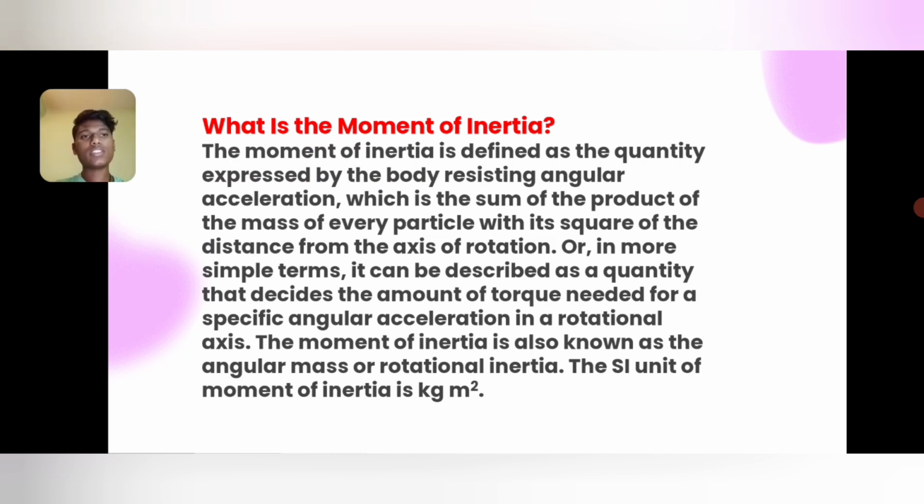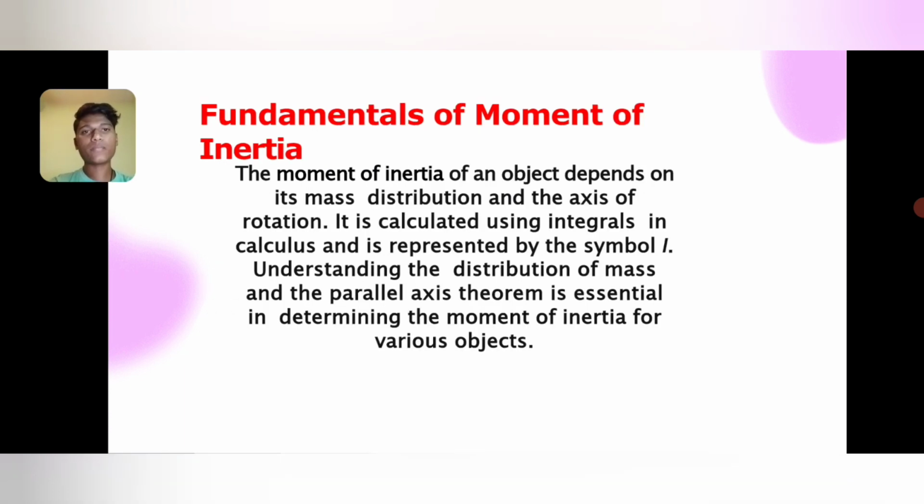The moment of inertia is defined as the quantity expressing a body's resistance to angular acceleration, which is the sum of the product of the mass of every particle with the square of its distance from the axis of rotation. In simpler terms, it can be described as a quantity that decides the amount of torque needed for a specific angular acceleration about a rotational axis. The moment of inertia is also known as the angular mass or rotational inertia. The SI unit of inertia is kg per second.